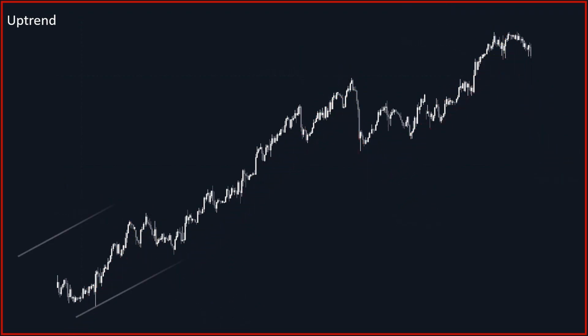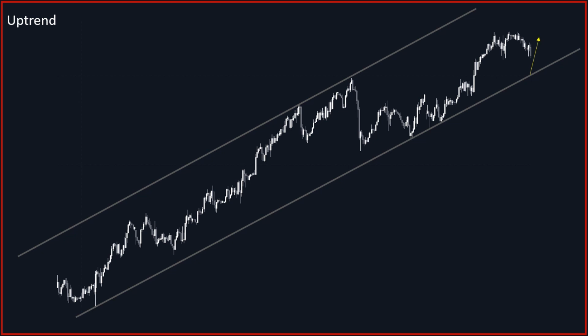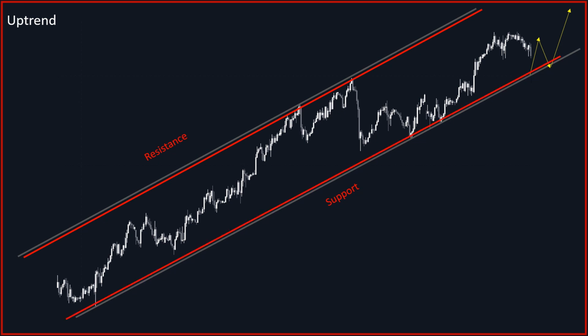What's the point? The first reason is that trend lines can act as dynamic support or resistance levels. Let's break it down. Resistance. At the top, the trend line often acts as resistance. When the price reaches this level, it tends to struggle to break through, and we often see a reversal or a pullback. Support. Along the bottom, the trend line acts as support.